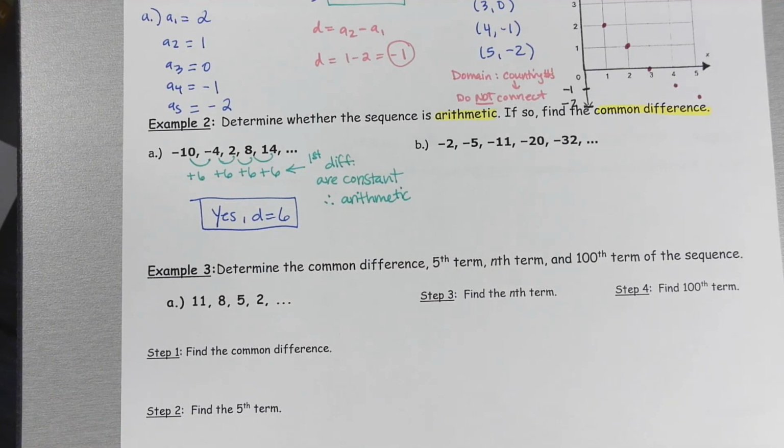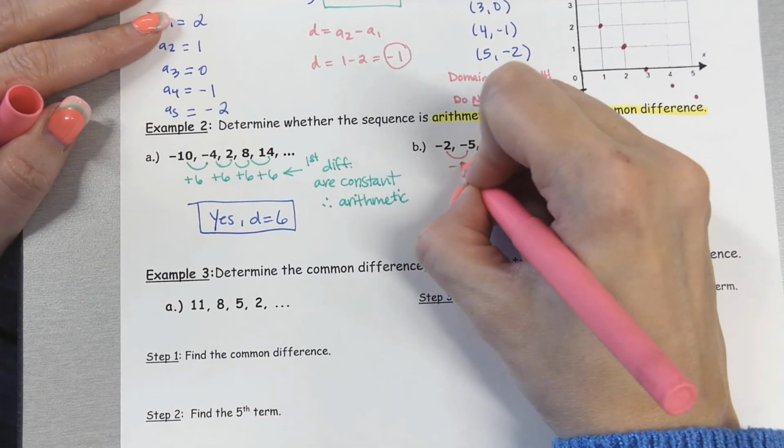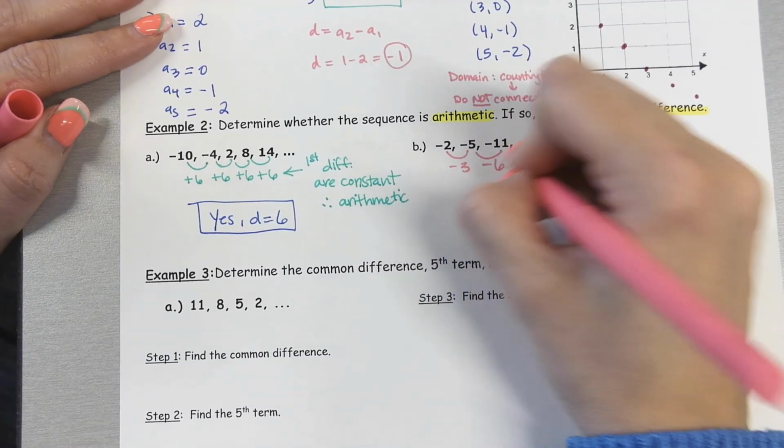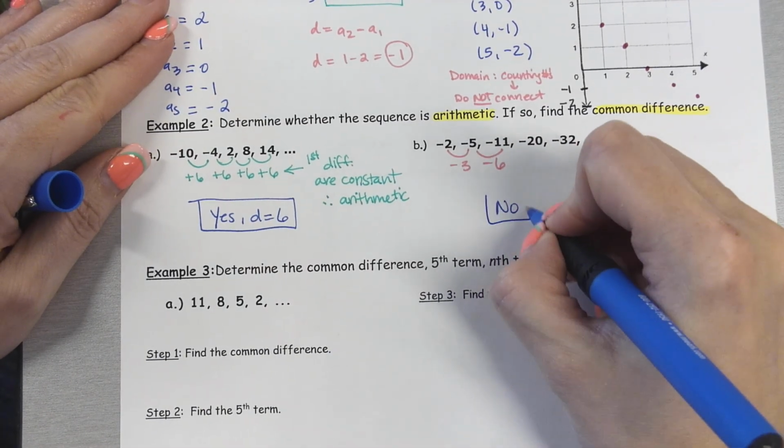Okay, as we go to part B, we're going to do the same thing. So from 2 to -5, we subtract 3. Here we subtract -6. As soon as you know the first differences are not constant, you can just say no.